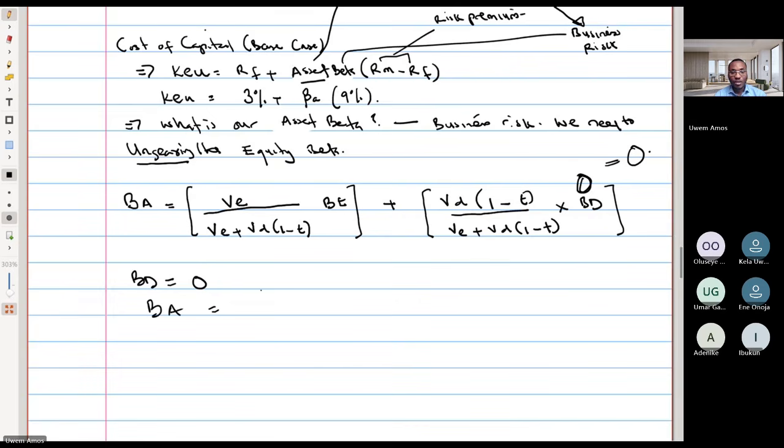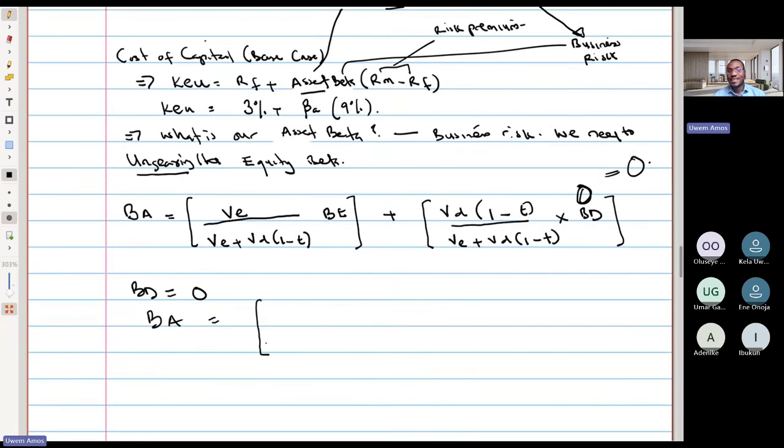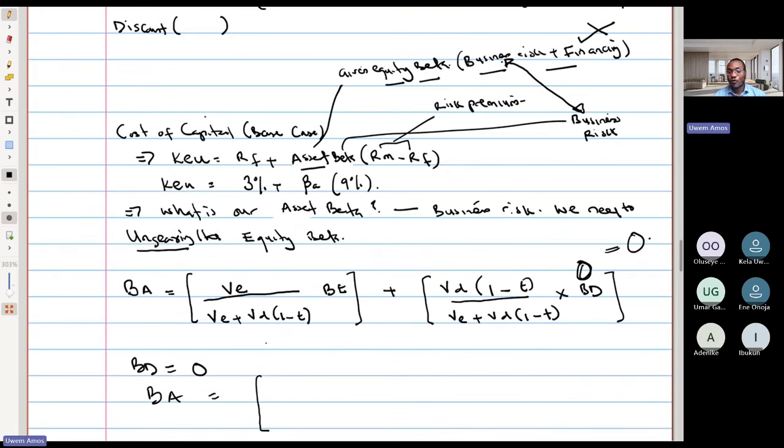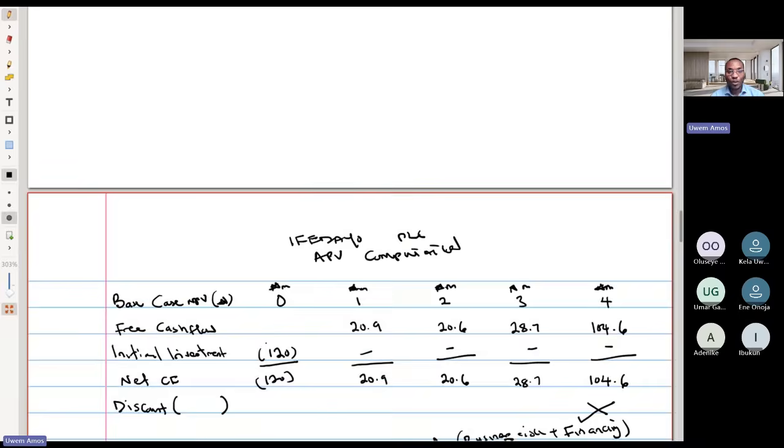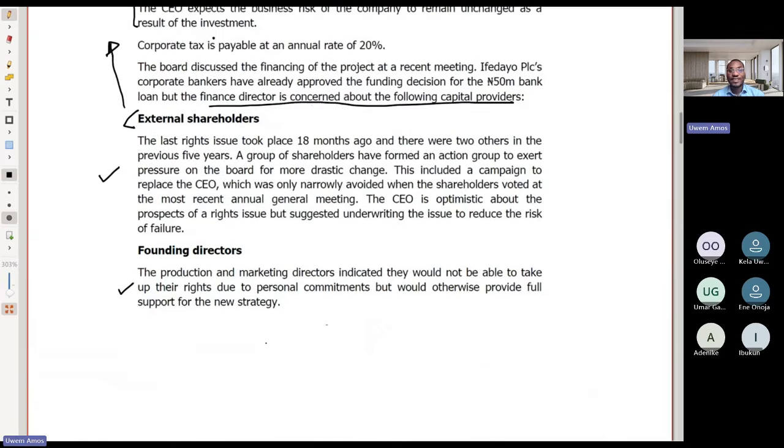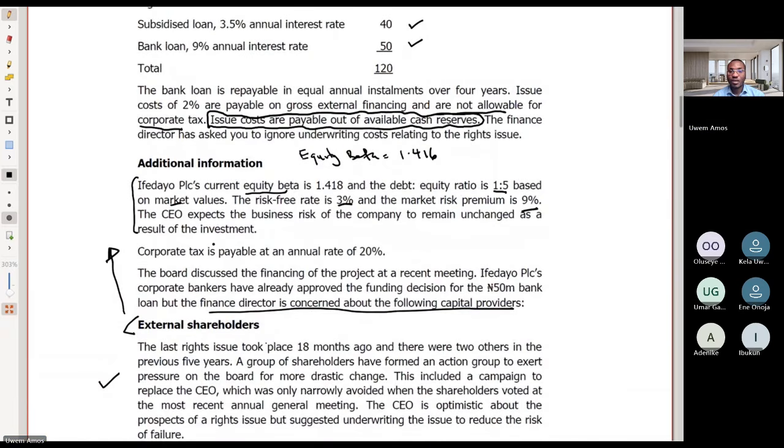So we need to know the value of equity. We know what the beta equity is because we're given it in the question. What is the value of equity? Let's go back to our question quickly and get the value of equity and the value of debt. The question says the debt to equity ratio is 1:5. So debt is 1, equity is 5.